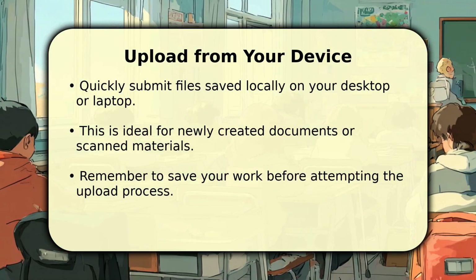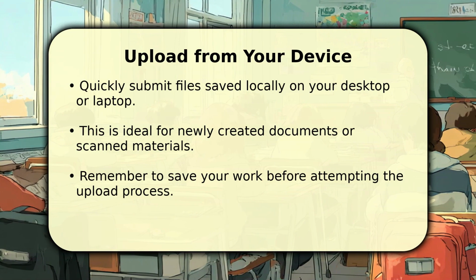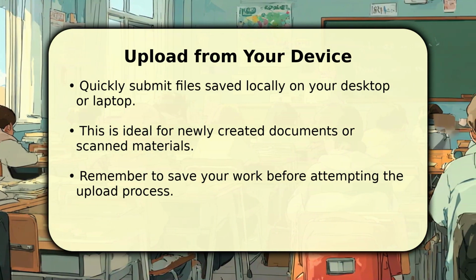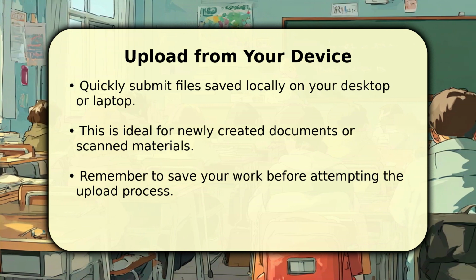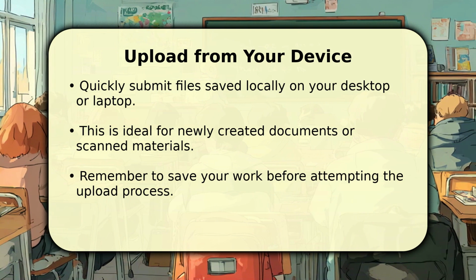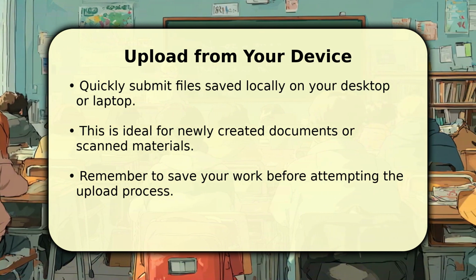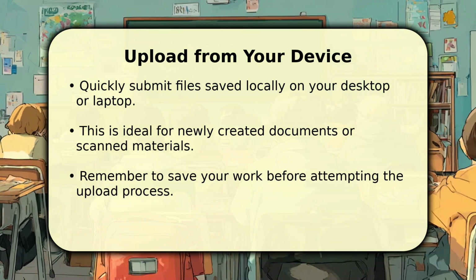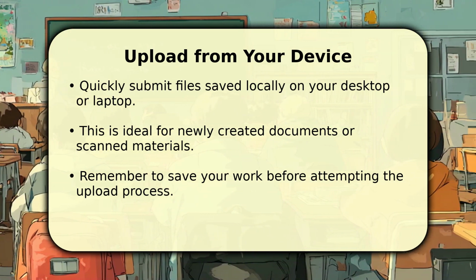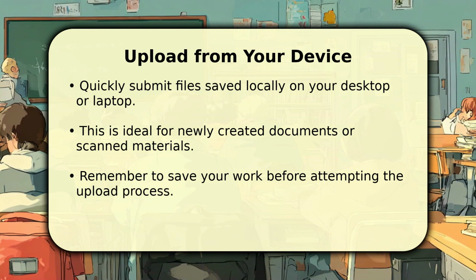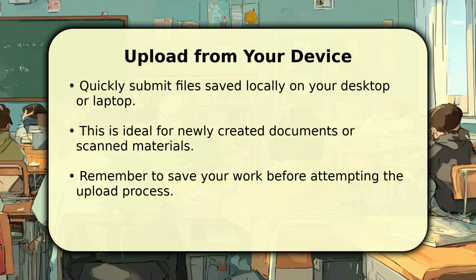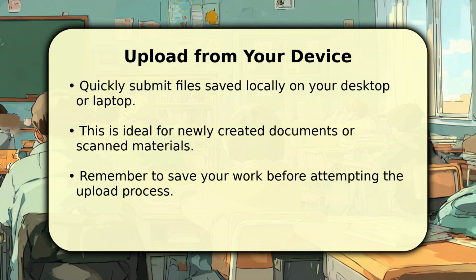To upload files directly from your computer, begin by opening your assignment in Google Classroom. Look for the Add or Create button and select File from the drop-down menu. A window will appear allowing you to browse your device. Click Upload and then browse to locate the document on your desktop or in your Downloads folder. Select the file, click Open, and Google Classroom will attach it. This is perfect for newly created documents or scanned materials. Always remember to save your work first.